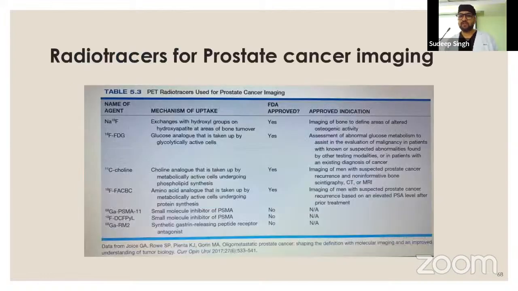So radiotracers for prostate imaging, the FDA approved ones are sodium fluoride. It is used for imaging of the bone to define areas of altered osteogenic activity. FDG is used for assessment of abnormal glucose metabolism. Choline is for imaging of men with suspected cancer recurrence, or if there is non-informative bone scintigraphy, CT or MRI. Then FACBC is also FDA approved. It is used for imaging in men with suspected prostate cancer recurrence based on elevated PSA level after the prior treatment.